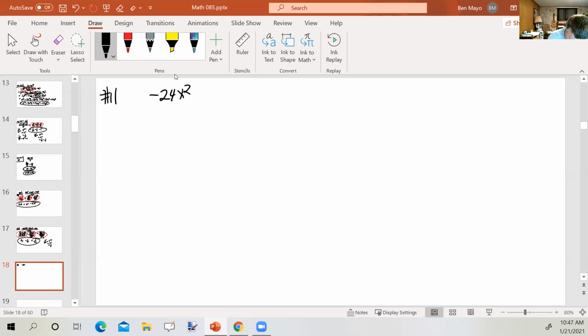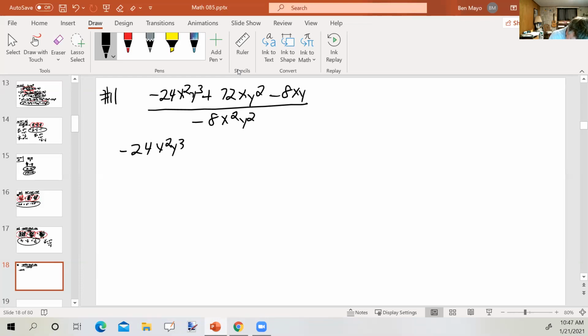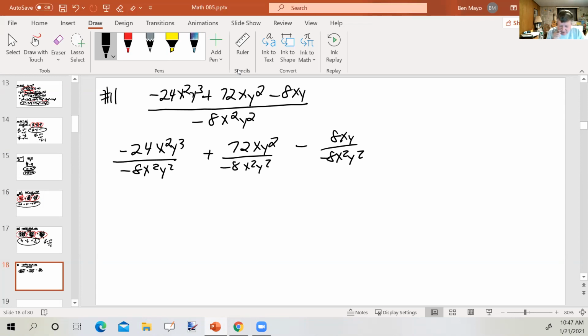Okay. It's negative 24 x squared y cubed plus 72xy squared minus 8xy all over negative 8x squared y squared. So I'm going to have negative 24x squared y cubed over negative 8x squared y squared plus 72xy squared over negative 8x squared y squared minus 8xy over negative 8x squared y squared. So you can see it's very, very similar. Main difference is the coefficients.